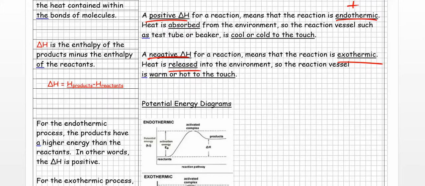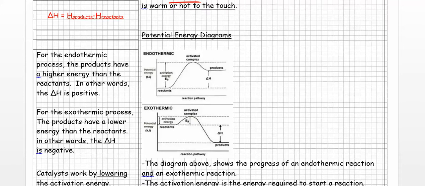All right. So you may have seen these potential energy diagrams before. For the endothermic process, the products have a higher energy than the reactants. In other words, delta H is positive. So here we have an endothermic reaction, meaning that the reactants have a lower potential energy than the products. So in order to go from reactants to products, we have to kind of go uphill, don't we? We have to go up, and then we end up with higher energy products than we had reactants.